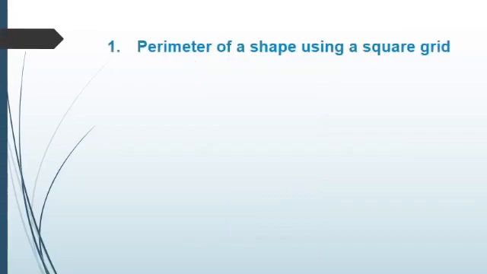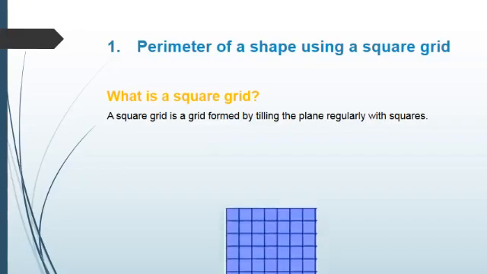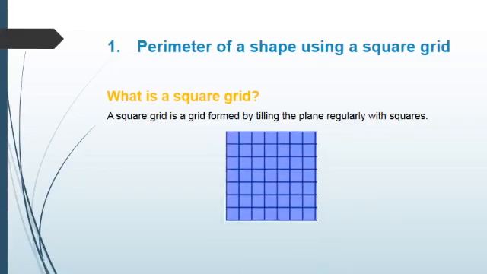Now coming to our first objective, the perimeter of a shape using a square grid. Now what is a square grid? A square grid is a grid formed by tiling the plane regularly with squares. This is our square grid and we will use this square grid to find out the perimeter of any shape.